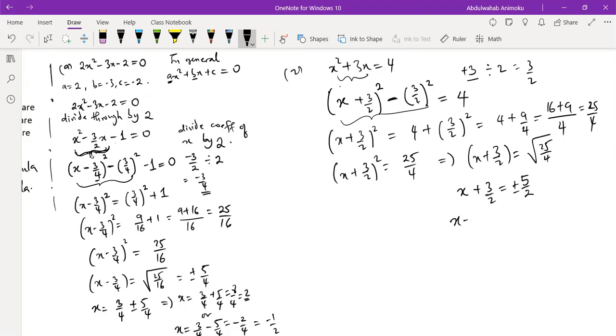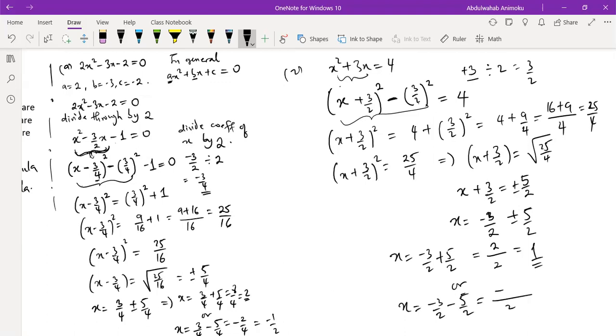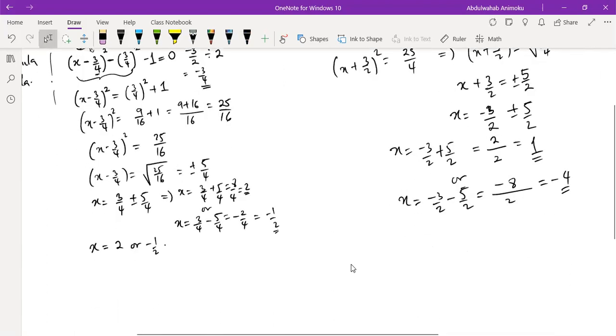Now we can make x a better formula by taking minus 3 over 2 to the other side to give us minus 3 over 2 plus or minus 5 over 2. Your x is minus 3 over 2 plus 5 over 2, which gives us minus 3 plus 5 is 2, which gives us 1. Or x is equal to minus 3 over 2 minus 5 over 2, which is minus 8 over 2, which is minus 4. So the two solutions are 1 or minus 4. That is the solution to the second one.